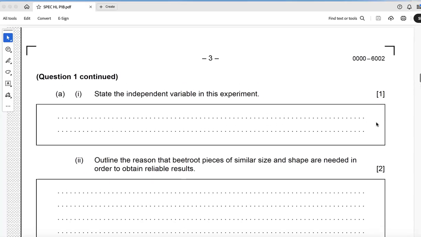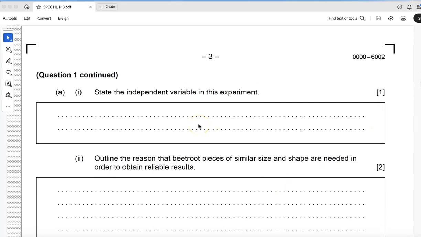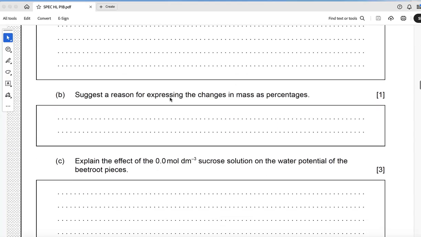You will be expected to actually comment as well on the scientific method. So you need to know the difference between independent variables, dependent variables and control variables. You will have questions on this, so make sure you're going in prepared.